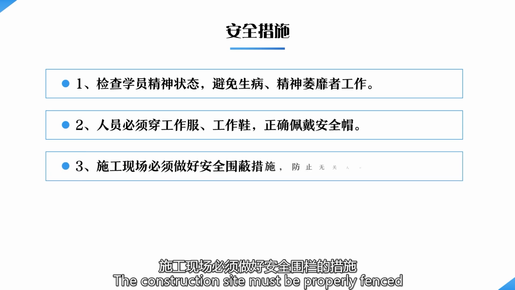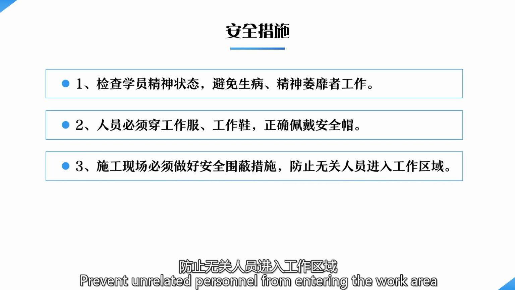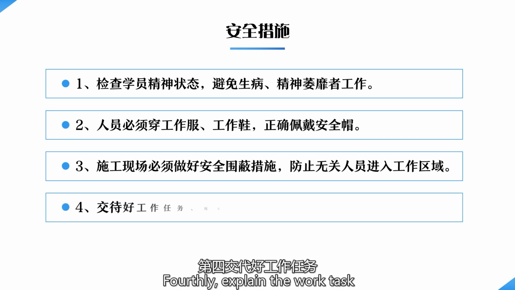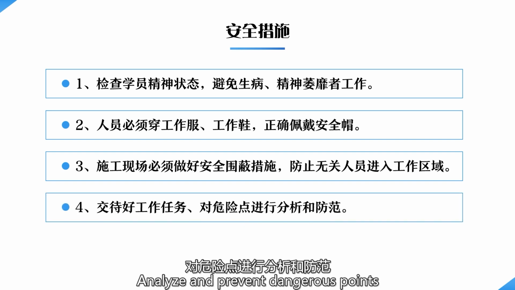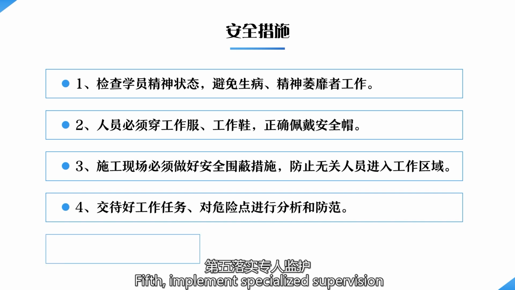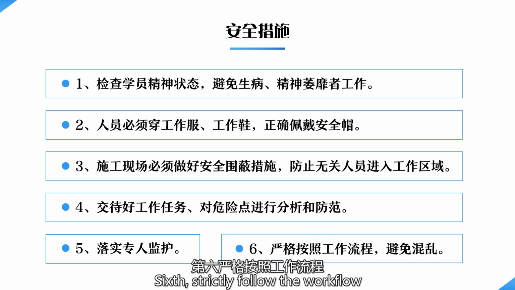Thirdly, the construction site must be properly fenced. Prevent unrelated personnel from entering the work area. Fourthly, explain the work task, analyze and prevent dangerous points. Fifth, implement specialized supervision. Sixth, strictly follow the workflow.